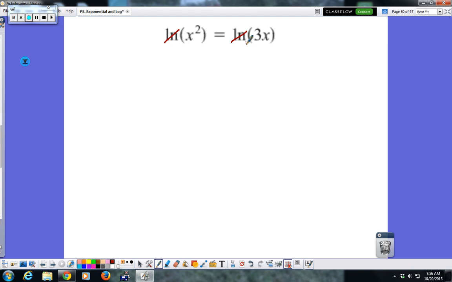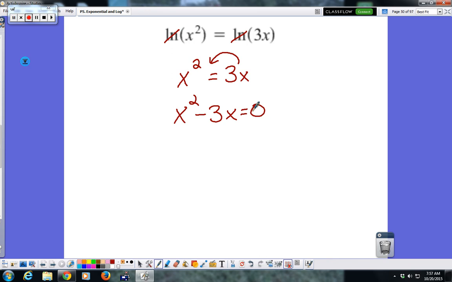And you're going to be left with x squared is equal to 3x. If the log of one thing is equal to the log of another thing, then those things must be the same. It is now quadratic. You solve it just like a quadratic equation. Move the 3x over. You now have x squared minus 3x equals 0. Your next step is to always factor.